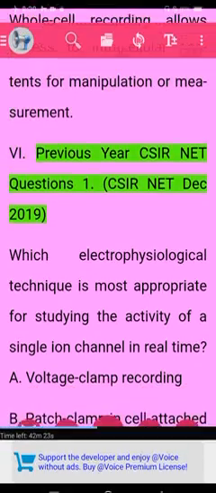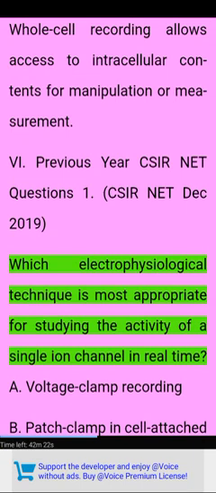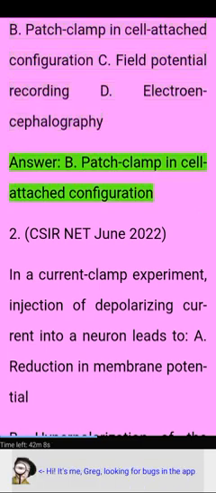Previous year CSIR-NET questions. 1. CSIR-NET December 2019. Which electrophysiological technique is most appropriate for studying the activity of a single ion channel in real time? A. Voltage clamp recording. B. Patch clamp in cell-attached configuration. C. Field potential recording. D. Electroencephalography. Answer: B, patch clamp in cell-attached configuration.